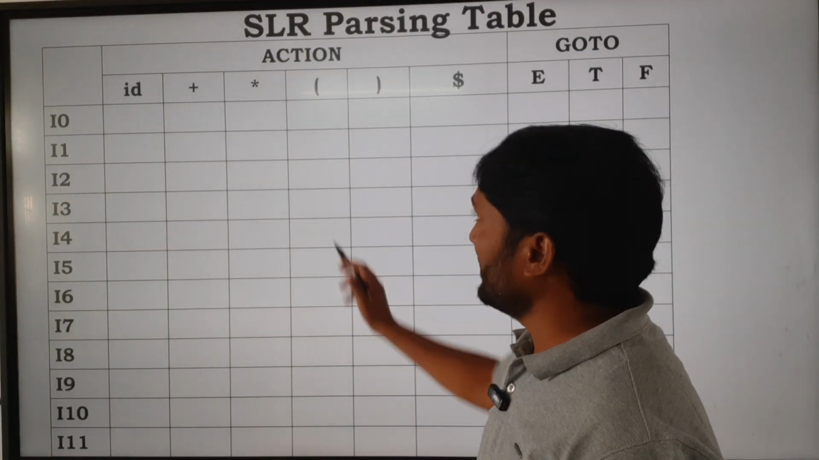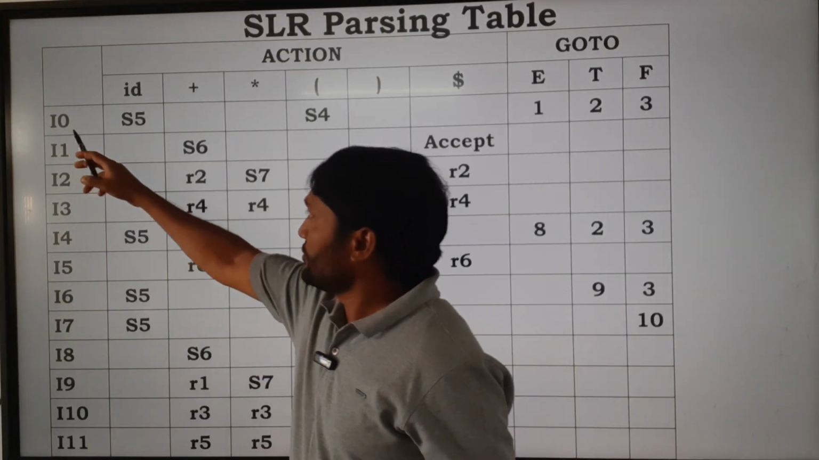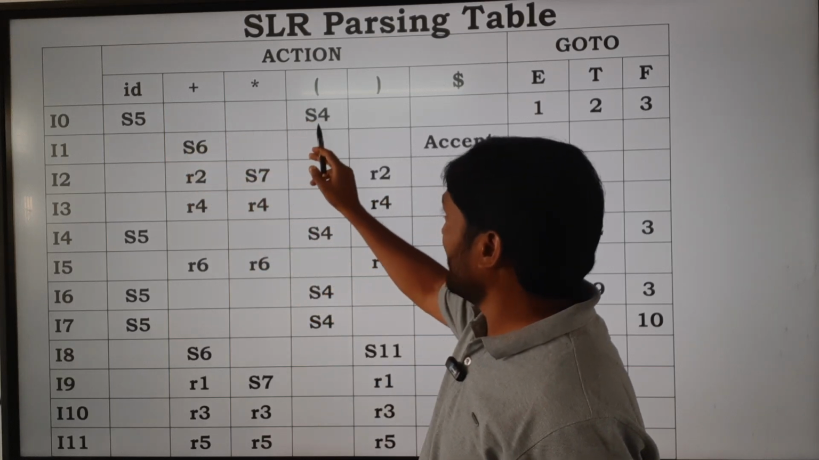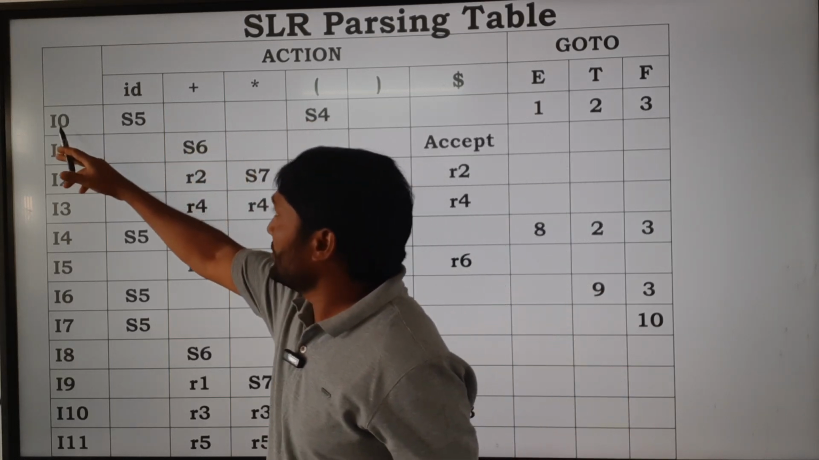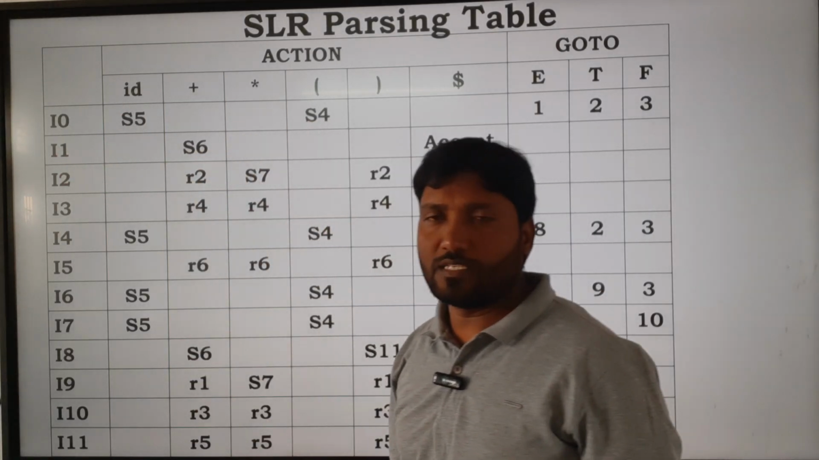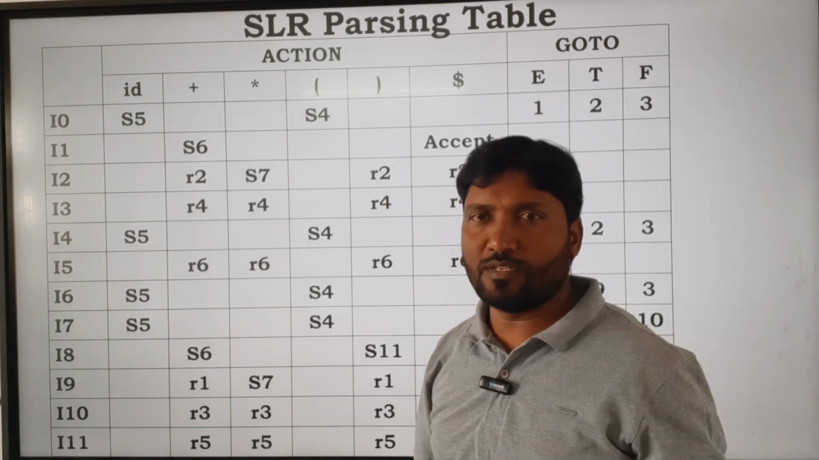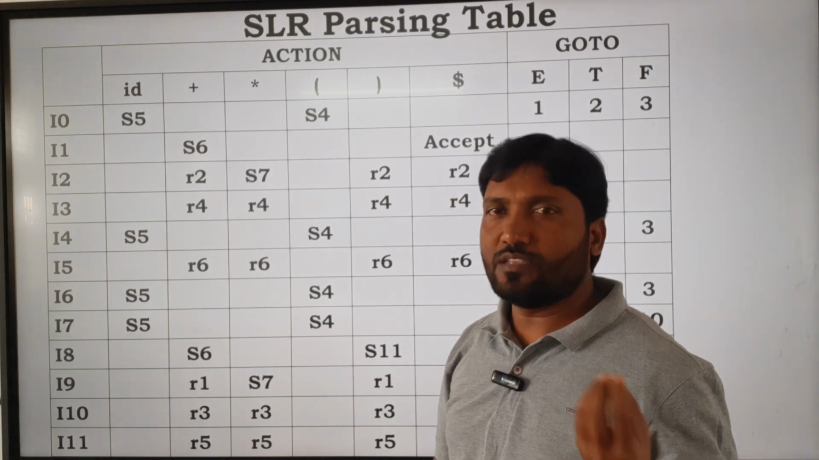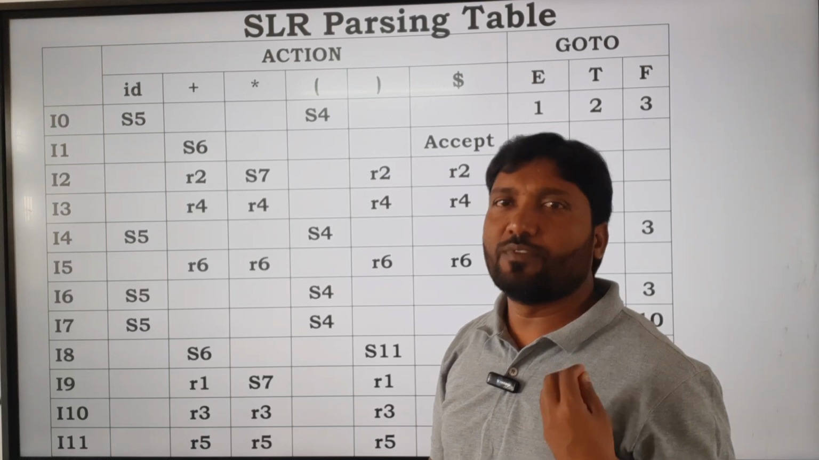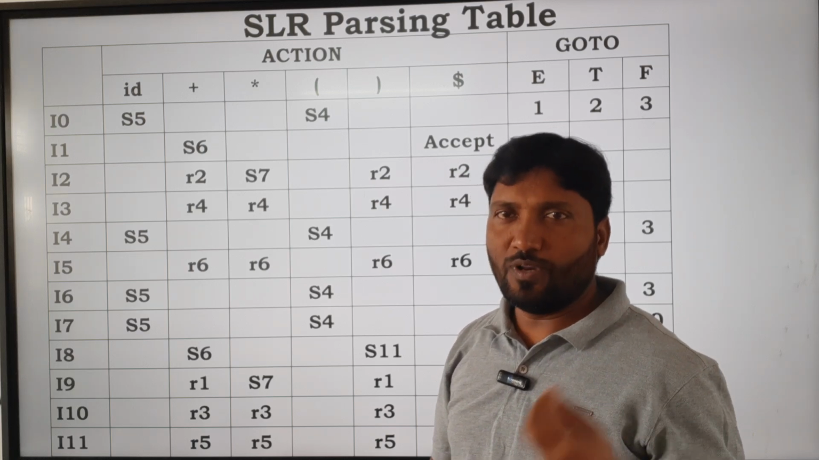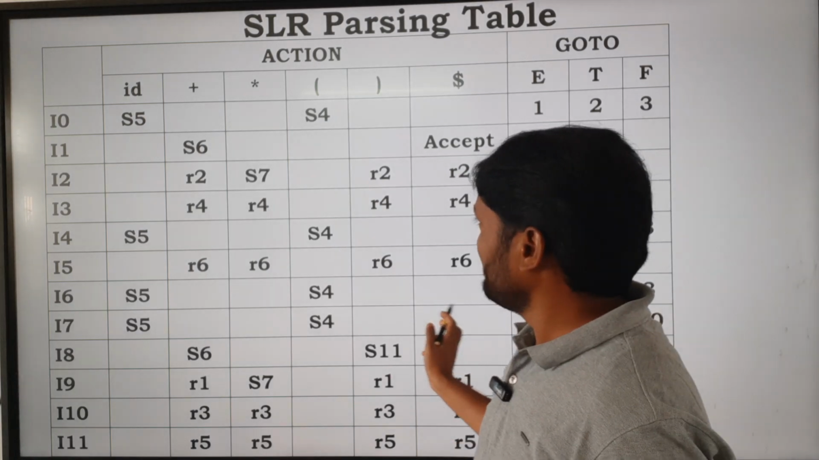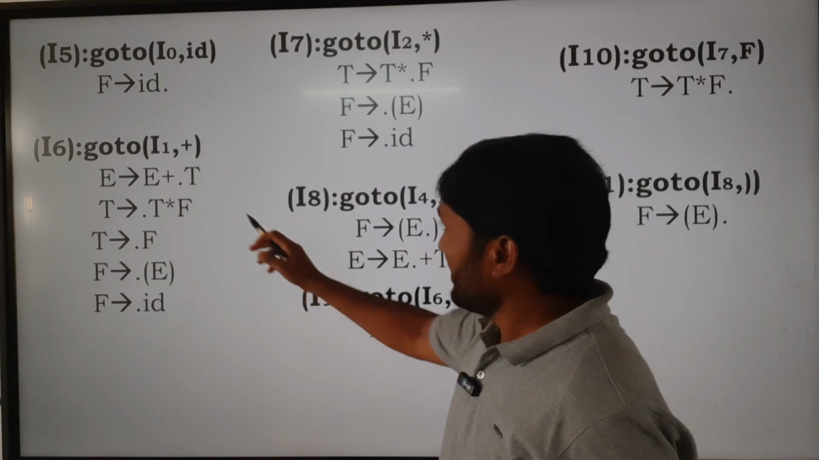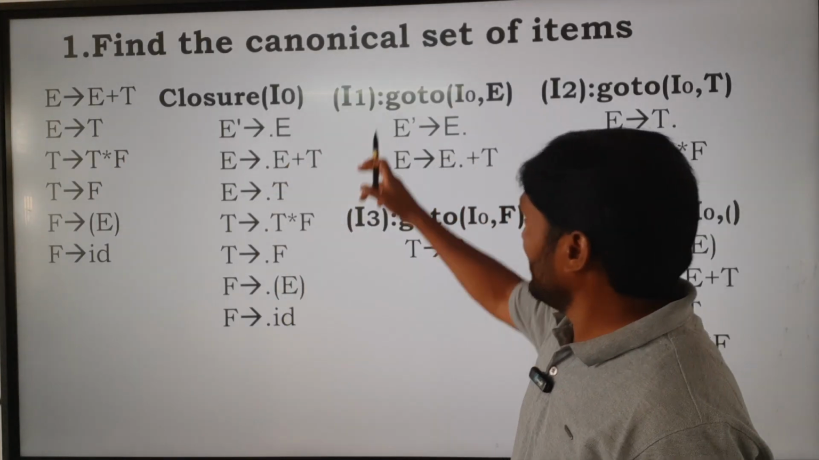Now look at the table. This is the table here. Now 0 comma open bracket can be filled with S4, and 0 comma ID can be filled with S5 because these two terminal symbols end in I4 as well as I5. That's why we substitute S4 and S5. And next, I0 is over, so come to I1.